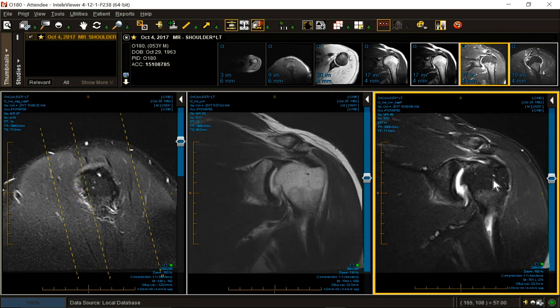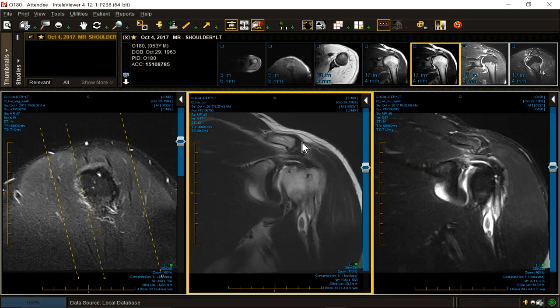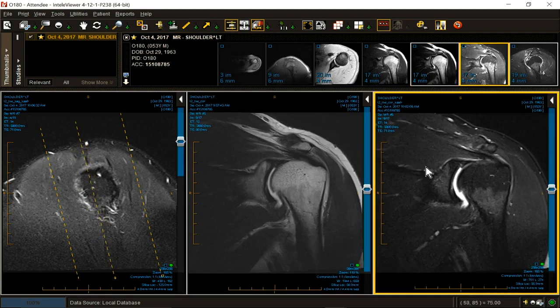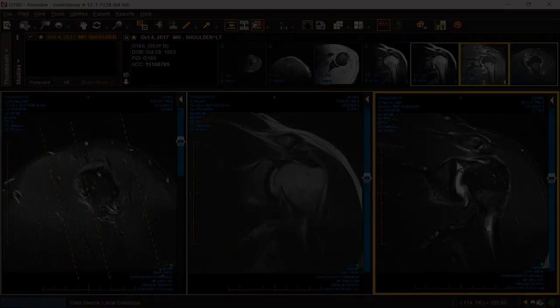What do I do with the rotator cuff tear? Didn't even put it in the conclusion. What do I do with the AC joint? Moderate AC joint arthropathy in the body. What do I do with the slight irregularity and fibrillation of the superior labrum? In the body. Next.